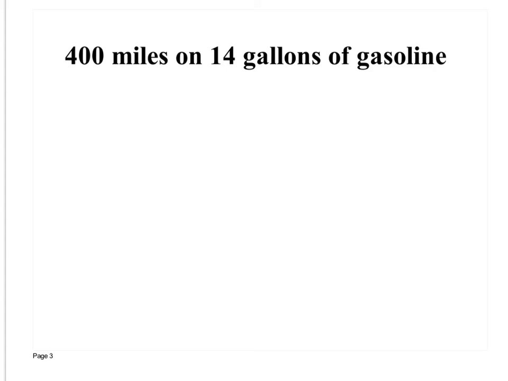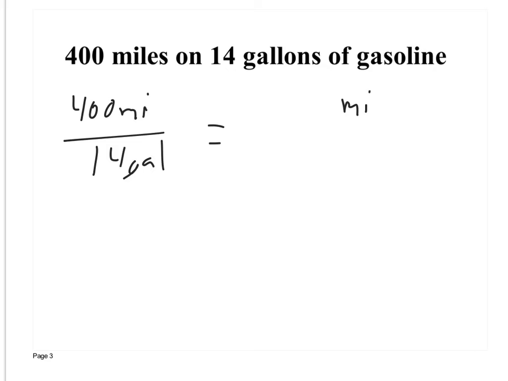They take the miles and they divide it by how many gallons they went on those miles. So we do 400 miles over 14 gallons. The unit rate I want is miles per gallon, per 1 gallon.